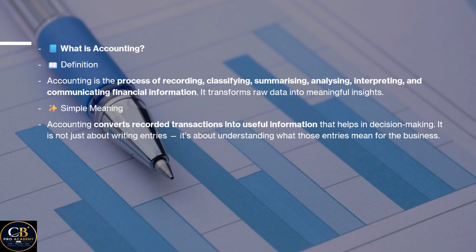Let's take one example. After preparing the accounts, Rahul discovers profit is rupees 8 lakh. Expenses increased by 15% compared to last year. Cash balance remains healthy. Now, with this information, Rahul decides to open a new branch. How was this decision taken? This decision is based on accounting, not just bookkeeping. That's the difference. Okay.